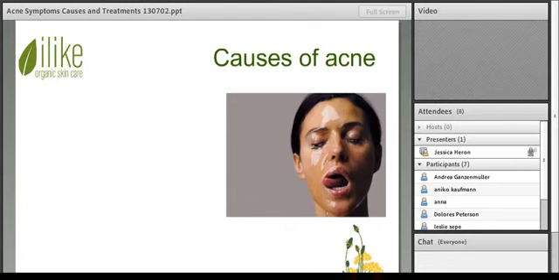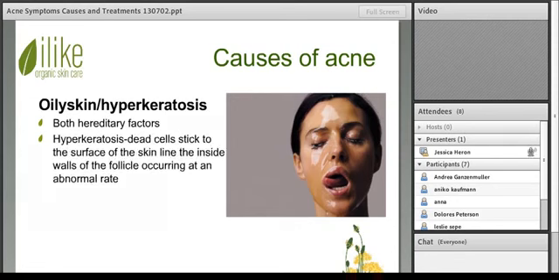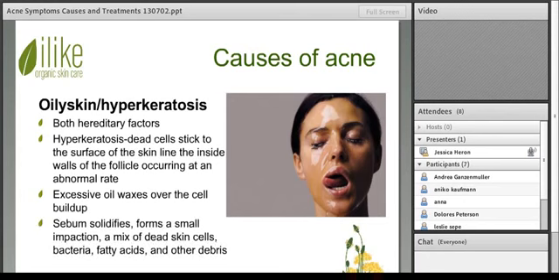All right. So let's talk about some of those common causes of acne. One of the first things I think that we all know can cause acne is oily skin or hyperkeratosis. They're both hereditary factors, and hyperkeratosis is dead skin cells that stick to the surface of the skin and line the inside of the walls of the follicle, occurring at a very abnormal rate. That buildup can cause an oxygen deficient environment, and that feeds the bacteria to grow.